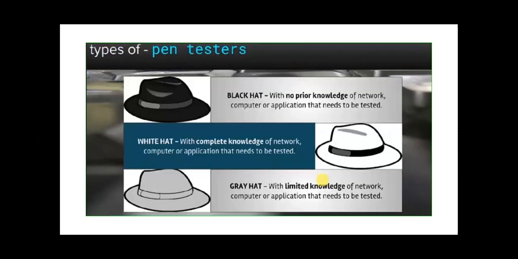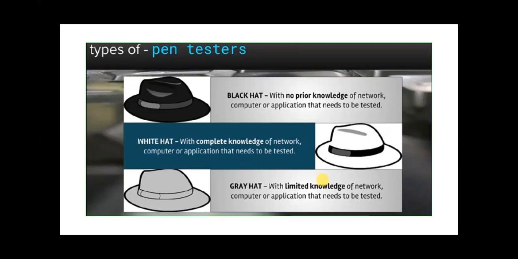So we have pen tester types: black hat hackers, white hat hackers, and gray hat hackers. Black hat testers have no prior knowledge of the network, computer, or applications that need to be tested. So if you are a black hat pen tester, you don't have too much information, and you are doing it on your own risk.